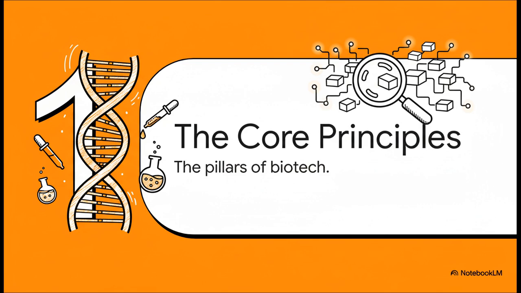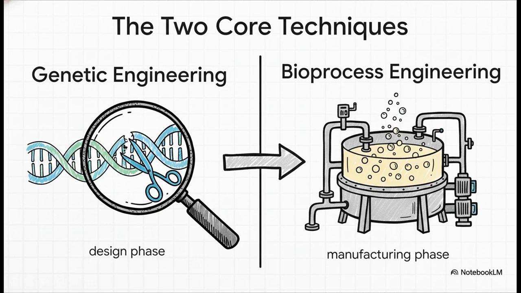Everything we do in modern biotech, every single breakthrough really comes down to two fundamental techniques. If you can get your head around these two pillars, you've basically got the key to understanding the whole chapter. Think of it like this. Genetic engineering is the designer. It's where you go into the actual blueprint of life, the DNA or RNA, and tweak it to change what the organism looks like or does.